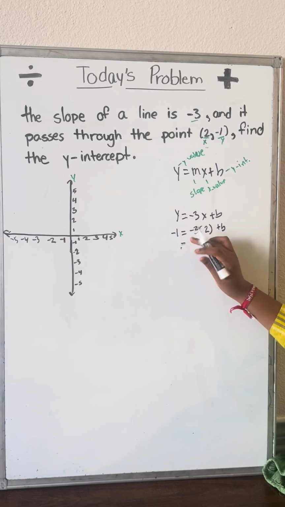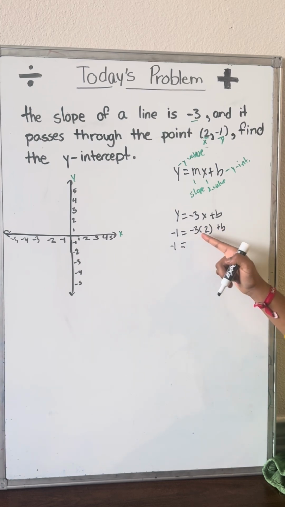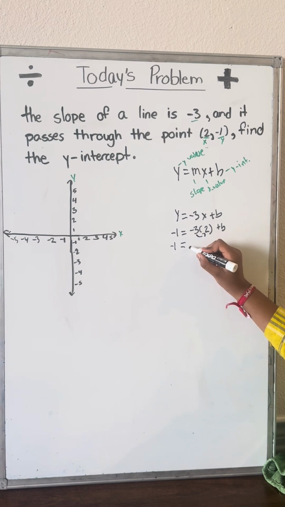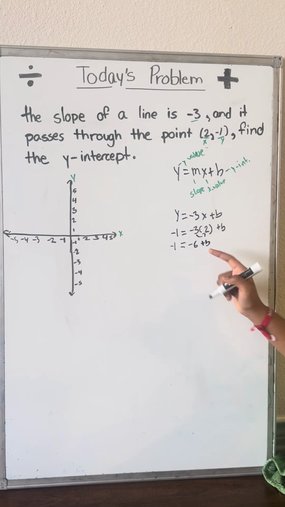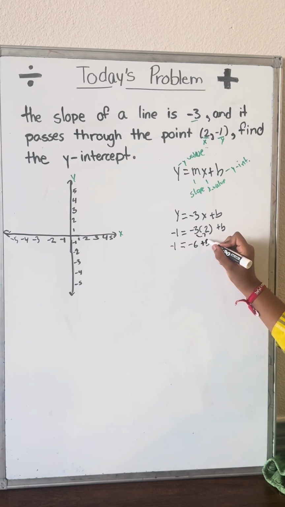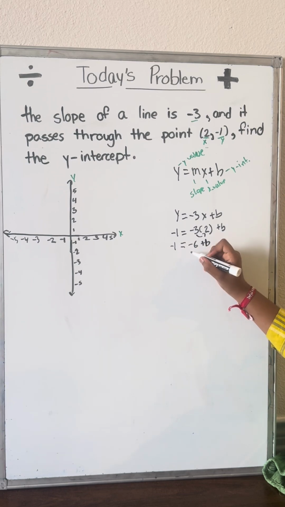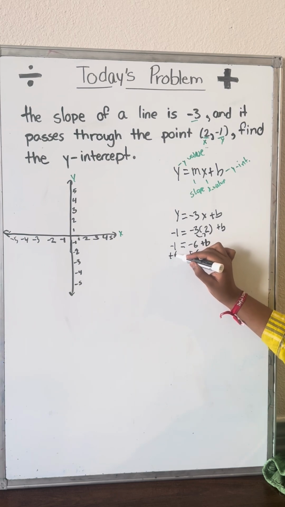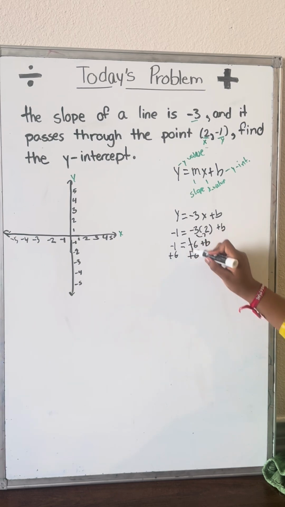What we're going to do is simplify and solve this equation. -1 equals -3 times 2, which is -6, plus b. Now we have to isolate this b, and how we're going to do that is we have to get rid of this 6. We have to do that by canceling it out. So that means we have to do the opposite, which is adding. The opposite of subtracting is adding, so this cancels out.